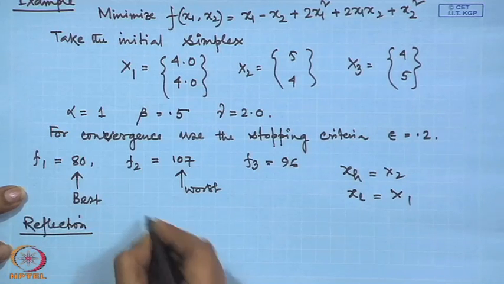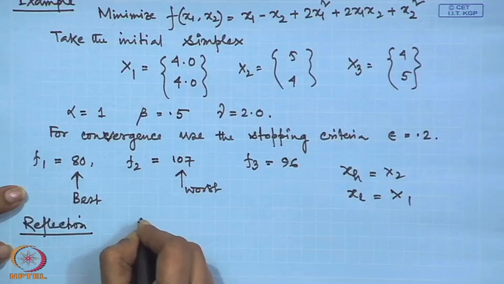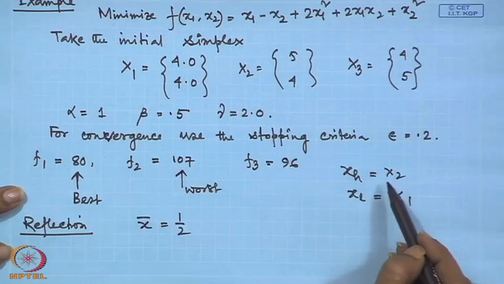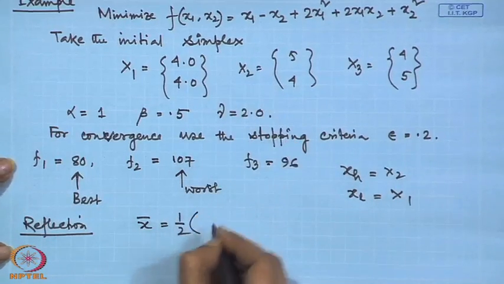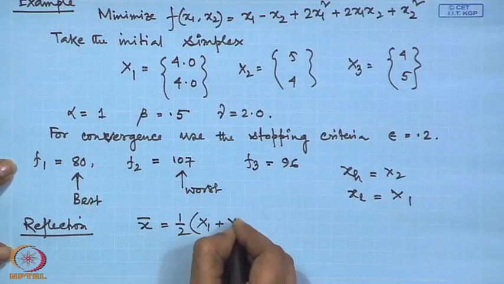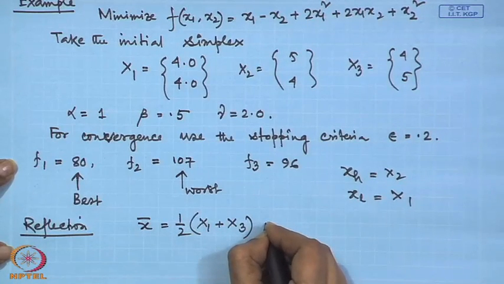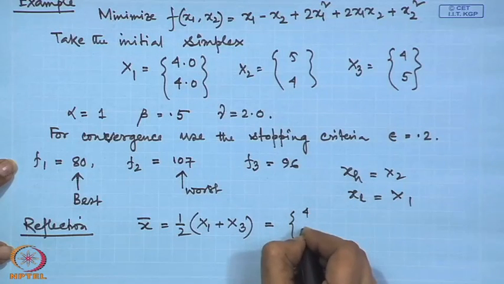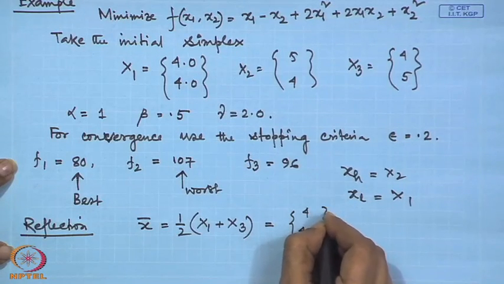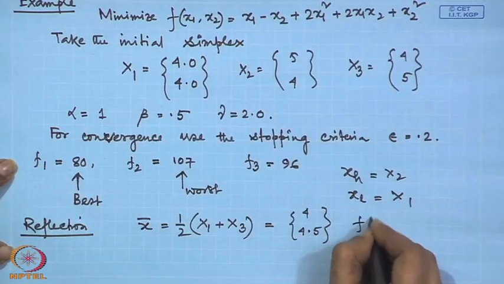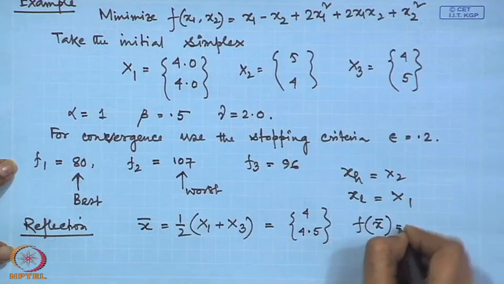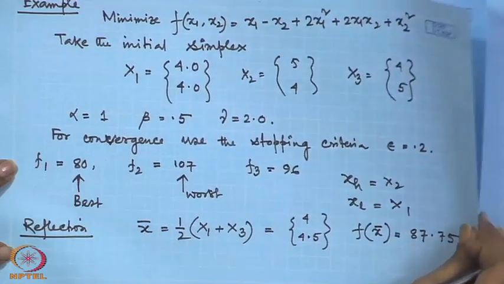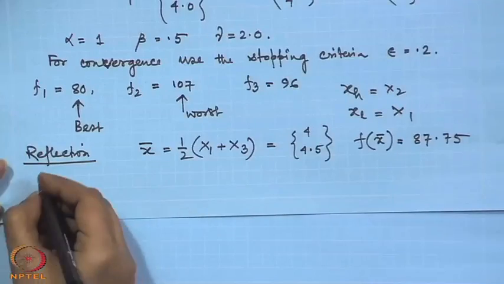Now we will start our process; we will go for reflection. What is the reflection process? We generate the centroid value, x bar. How? There are 3 points. We discard x2, that is why we consider the mid of x1 and x3. If we take the mid of x1 and x3, we get 4 and 4.5. We see the functional value at the centroid, which comes to 87.75.